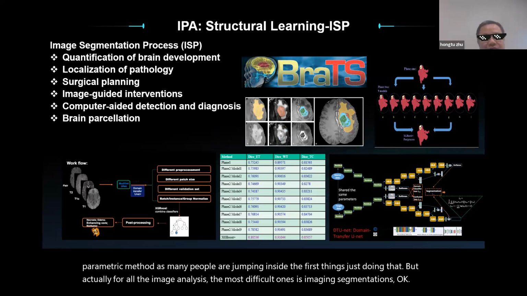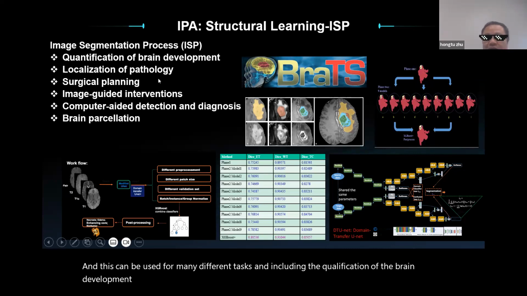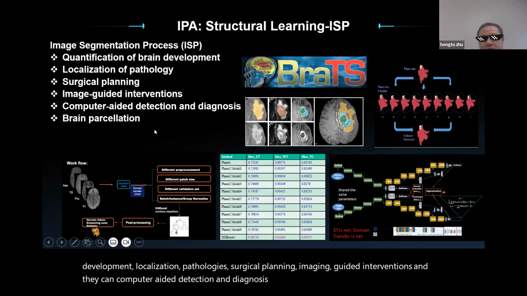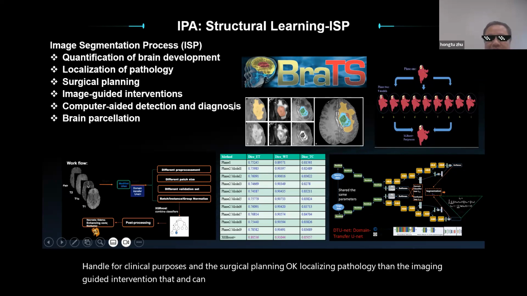And this can be used for many different tasks, including the quantification of brain development, localization of pathologies, surgical planning, image-guided interventions, and computer-aided detection and diagnosis in brain populations. And for clinical purposes, that means surgical planning, localizing pathology, image-guided interventions, and computer-aided detection and diagnosis.